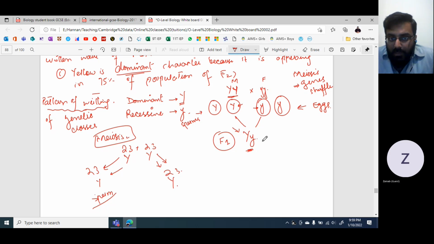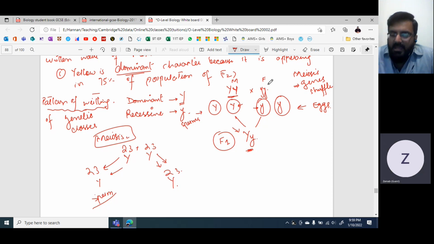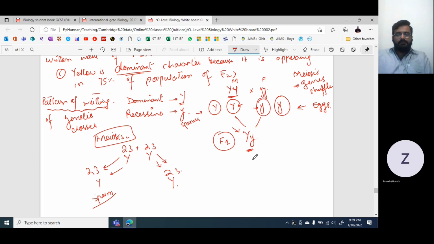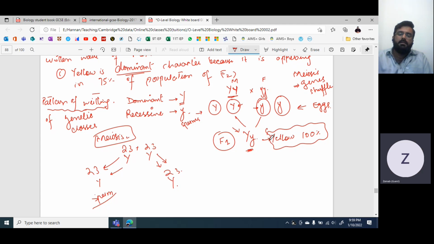Can I ask why? Why did you say this? Because capital Y is dominant and small y is recessive. That's right. Okay. So does it mean that 100% yellow would be the result of the F1 generation? No.